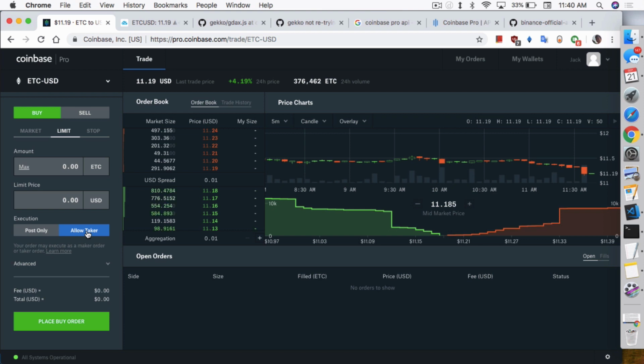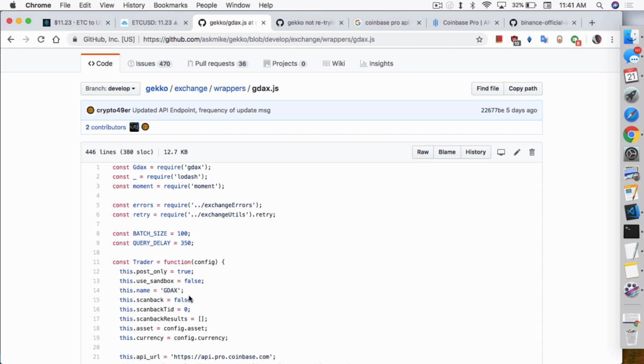What it does supposedly is if you allow taker, your limit order can become a market order where people will get the limit order and actually execute it. The problem I see with the post only is that it doesn't always work. It still ends up being a limit order. In addition, I think a lot of people saw this where when they changed post only from true to false, what ended up happening was only a part of the order gets executed.